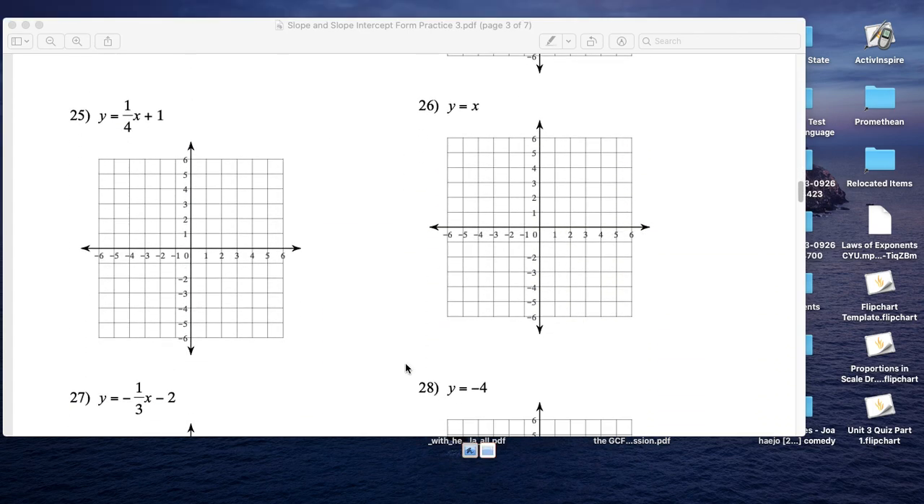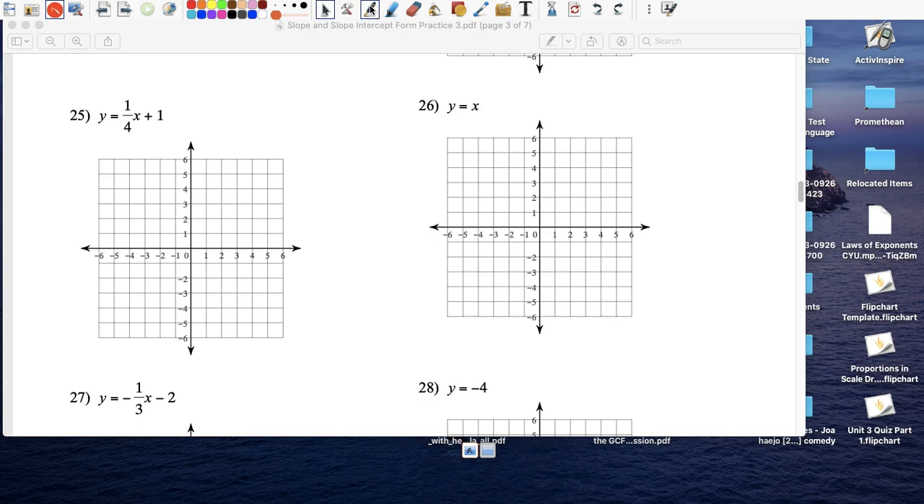Okay, 1/4 x plus 1, so the plus 1 tells me the y-intercept is 1. The slope is positive, so it's going to be a line going up. It's going to go through this point right here. Pull the slope to the side. The slope is 1/4, right? So again, put an arrow here.